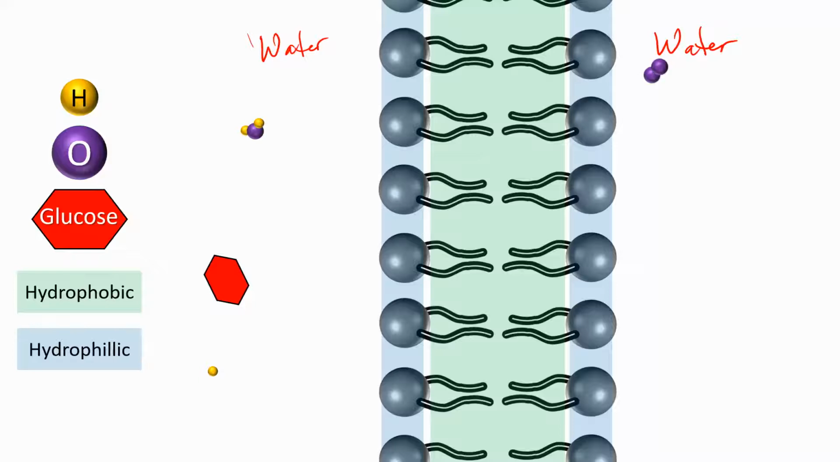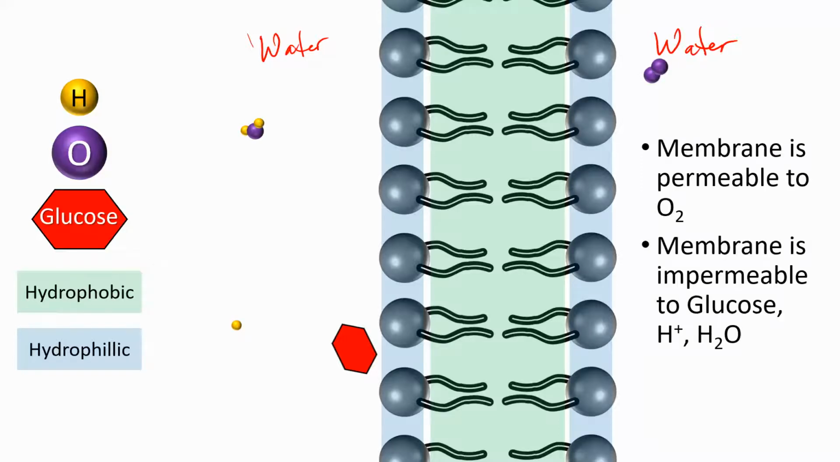Now let's look at glucose trying to pass. Notice that while it approaches the membrane, it is too large to fit in the gaps between the phospholipids. Thus, size is a barrier to molecules passing the phospholipid bilayer as well. And then finally, we have a hydrogen ion, an H+, and let's look what happens when it attempts to cross the membrane. It is able to interact easily with the polar heads. However, it is blocked by the hydrophobic tails on the inside. So the membrane is permeable to some molecules like oxygen, but it is impermeable to others like glucose, water, and hydrogen ions.